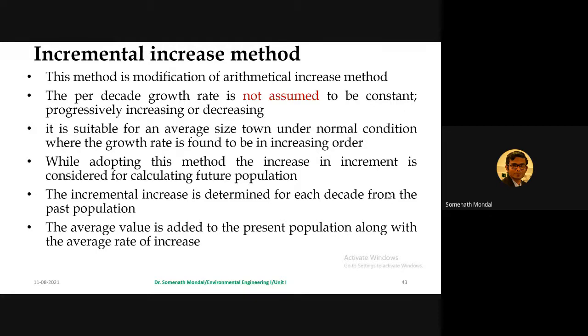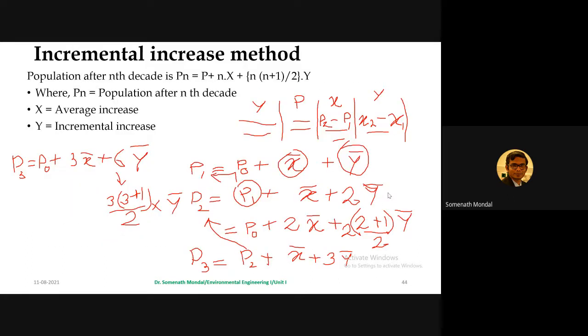You have to remember that while predicting the population by the arithmetic increase method, we simply added one term to P0. Here in this case, we will have two terms to be added to P0. So let us see how this incremental increase method works.